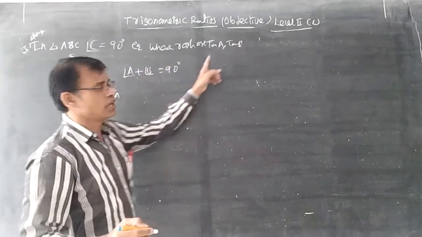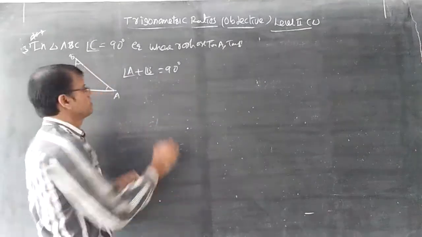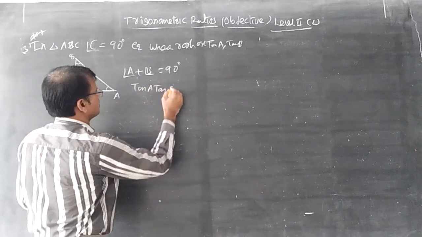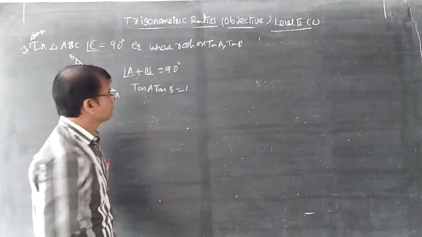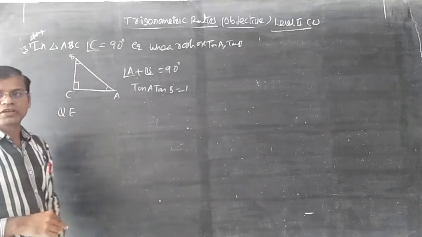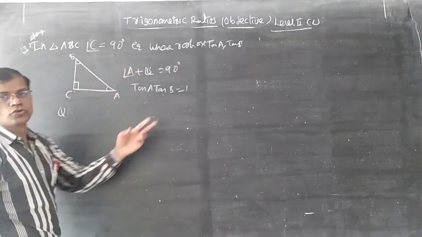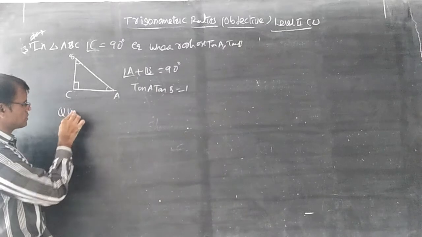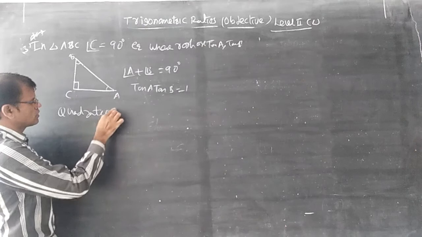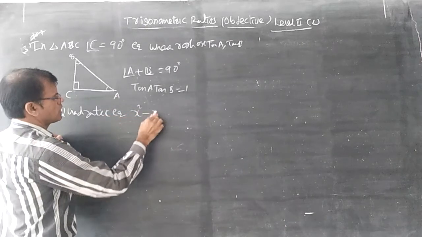So I said today's formula: tan A into tan B equal to 1. Today in the synopsis we have discussed that whenever A plus B is equal to 90, then tan A into tan B is equal to 1. Now he is asking for a quadratic equation, meaning an equation with two roots, with roots tan A comma tan B.